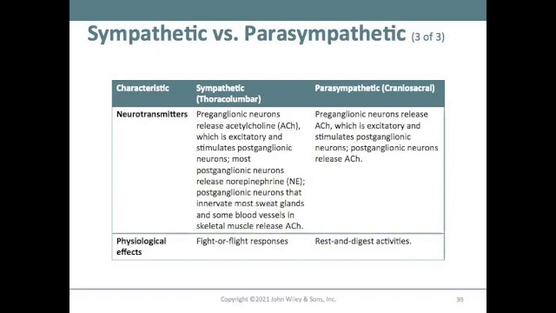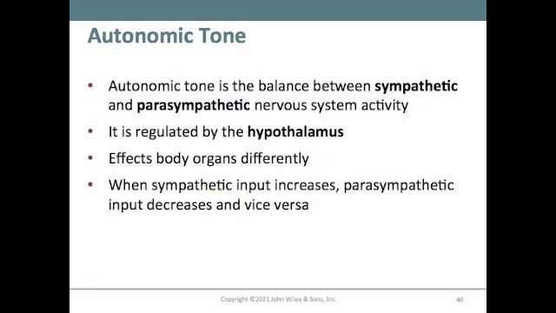So let's talk about autonomic tone. Autonomic tone is the balance between sympathetic and parasympathetic nervous system activity. It's regulated by the hypothalamus. It affects body organs differently. When the sympathetic input increases, the parasympathetic decreases, and vice versa. So the sympathetic and the parasympathetic are almost like yin and yang.